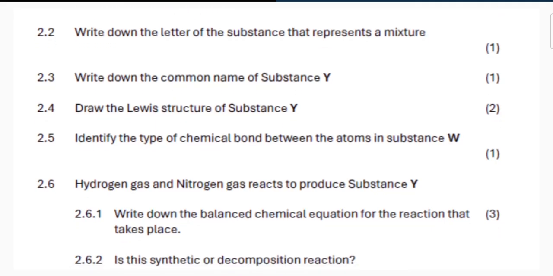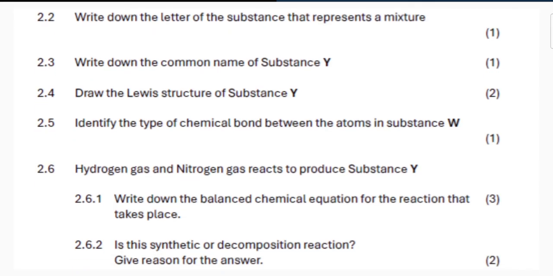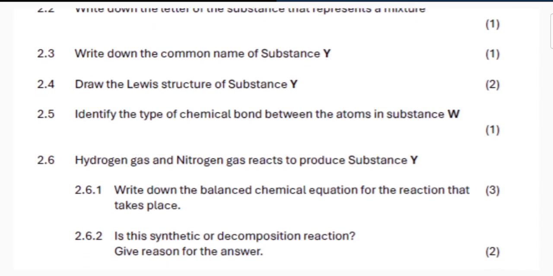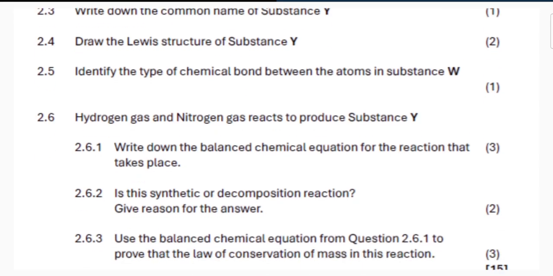2.6, hydrogen gas and nitrogen gas react to produce substance Y. So remember, for 2.3, you must be able to know the name of substance Y, because that will be the product. Write down the balanced chemical equation for the reaction that takes place. Is this a synthesis or decomposition reaction? You must give the reason for the answer.